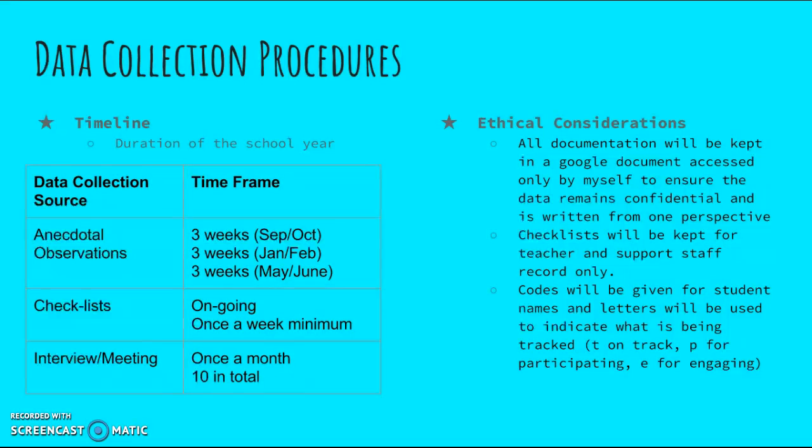The checklist will be kept for teacher and support staff record only. Codes will be given for student names, and letters will be used to indicate what is being tracked. For example, a T for on track, P for participating, E for engaging. This will help to protect the privacy of the students within my classroom.